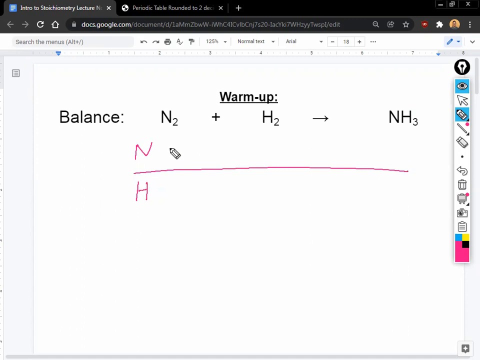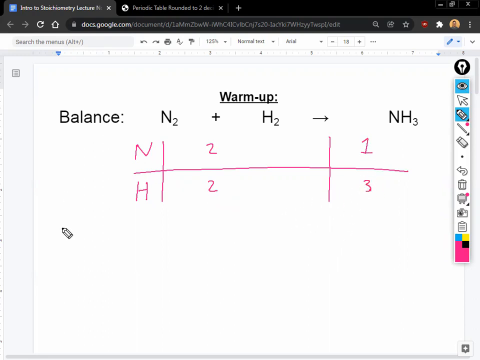Okay, so when we balance, what we want to do is count how many of each element we have on both sides. We're going to count the nitrogens and hydrogens. So how many nitrogens do we have on the left side? 2. And how many hydrogens? 2. Good. So we got 2 nitrogens and 2 hydrogens. Let's go to the right side. We have 1 nitrogen and 3 hydrogens.